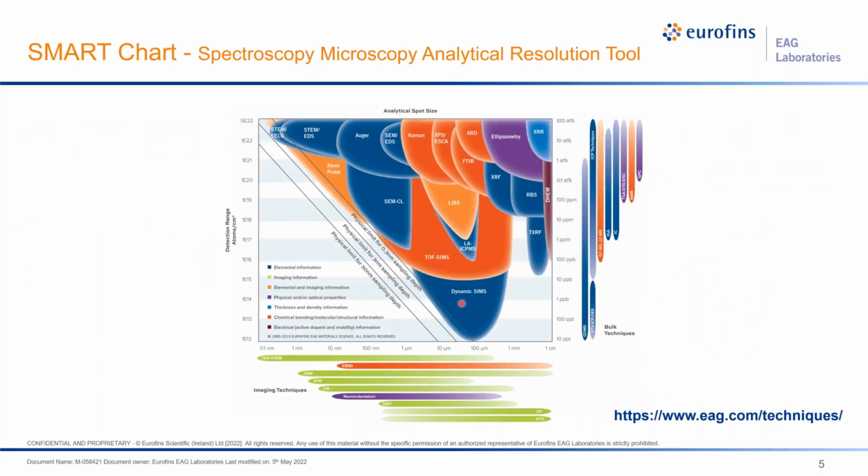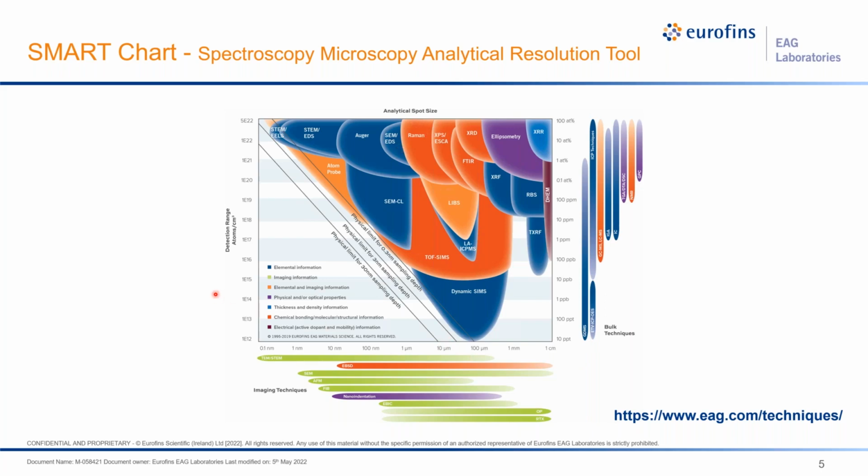And this is our famous SMART chart. It stands for Spectroscopy, Microscopy, Analytical Resolution Tool. This is a very helpful guide for figuring out your technique, analytical spot size, which varies from about an angstrom to 1 centimeter, as well as the detection limit of the technique. And so let's say you need something that's in the 10 micron range, you can see what techniques are available.